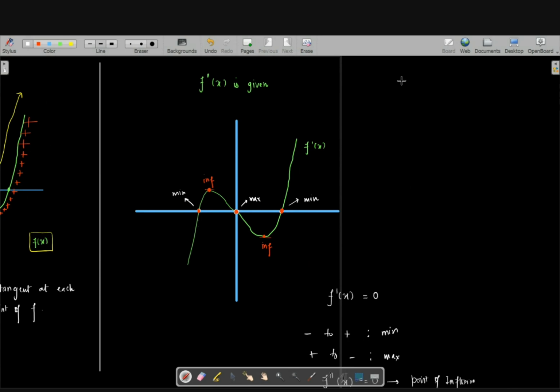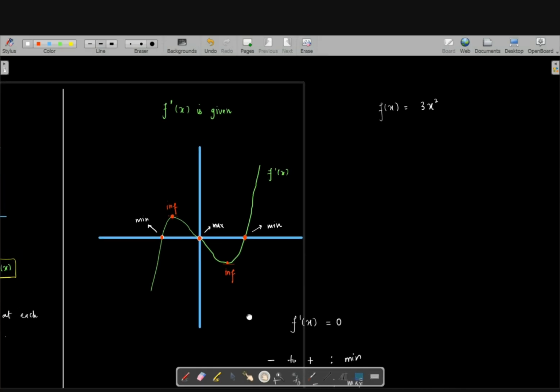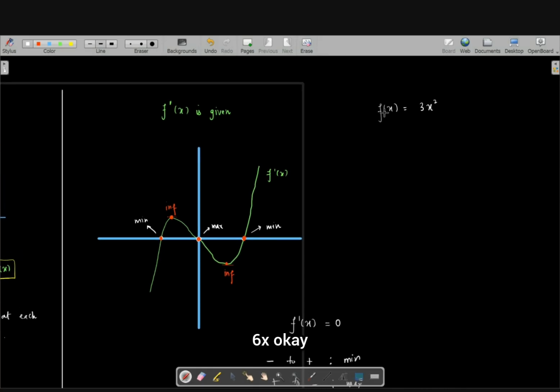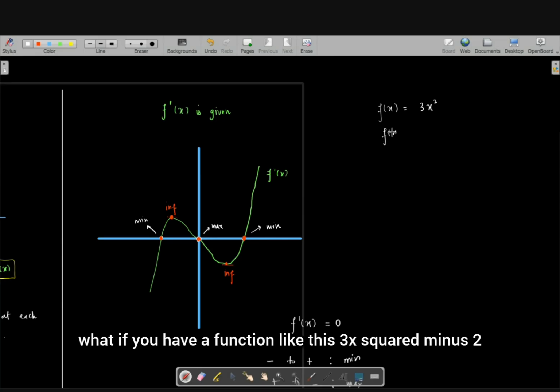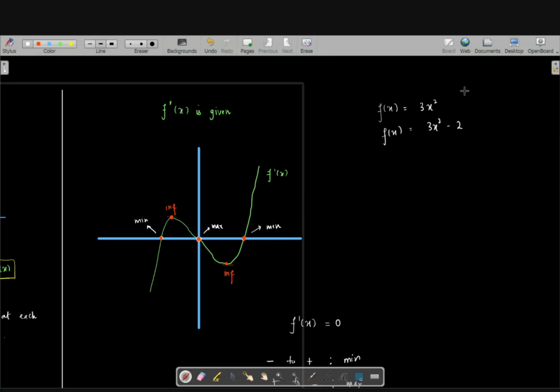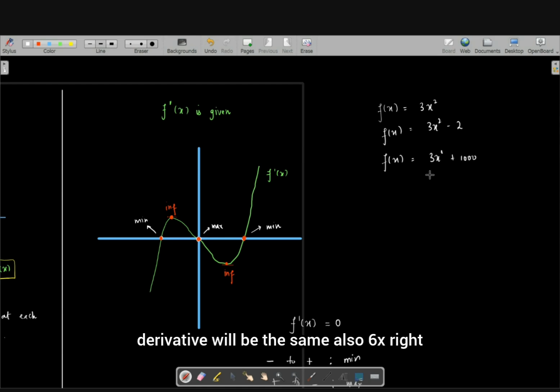So if we have a function f of x as 3x squared, just 3x squared, what will be its derivative? 6x. Okay. What if you have a function like 3x squared minus 2? What will be its derivative? Also 6x. And if we have something like this, the derivative will be the same, also 6x, right?